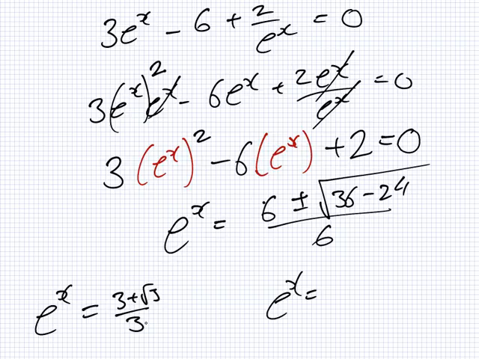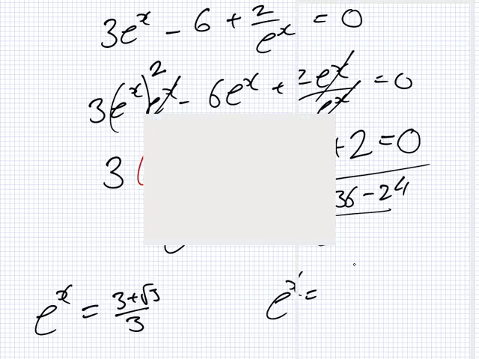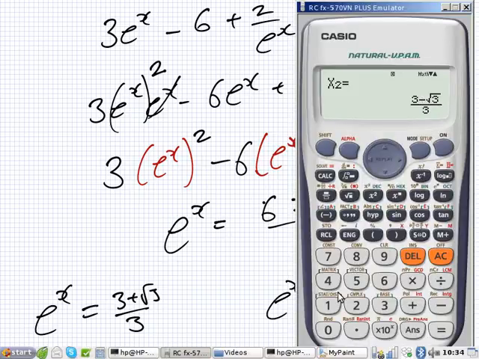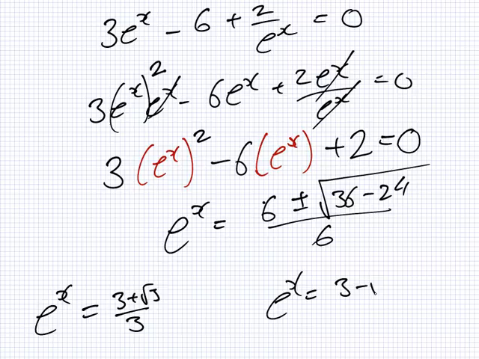No, something feels wrong. b squared minus 4ac. No, that's right, yeah, okay. Our x equals, oh, of course, minus here as well. 3 minus root 3 over 3.